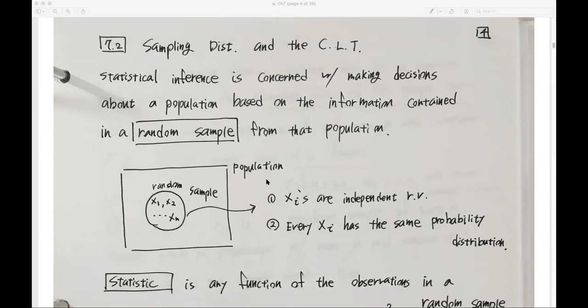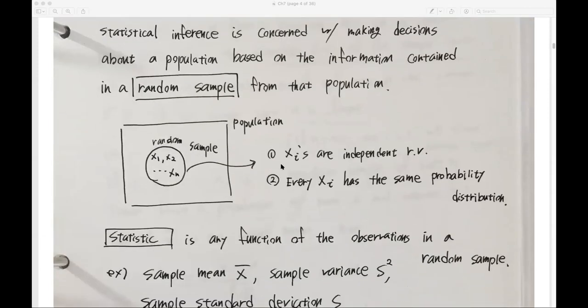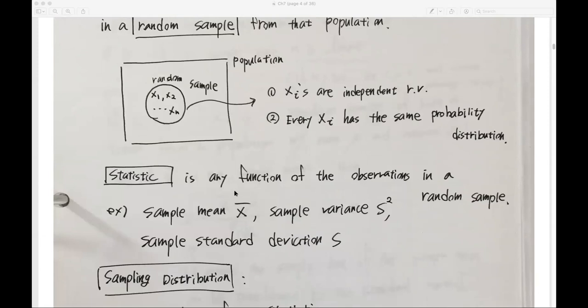Here, a random sample means the xi's are independent random variables. So x1 to xn are independent random variables. Keep in mind this. It means that when we choose x2, it will not be affected by the choice of x1 and the other sample data. When you choose sample data xi, it will not be affected by other choices. Every xi has the same probability distribution. That's the random sample. And a statistic is any function of the observations in a random sample.